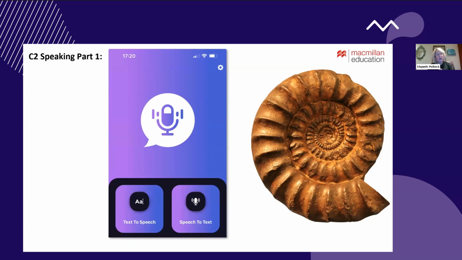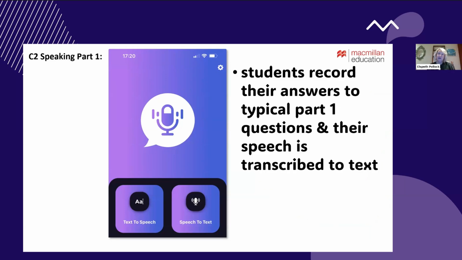And that is to get your students to download any free speech-to-text app on their phone. Okay, and then what they do is they record themselves answering part 1. So they answer those typical questions that they're making mistakes with, and they don't really even realize they're making mistakes.